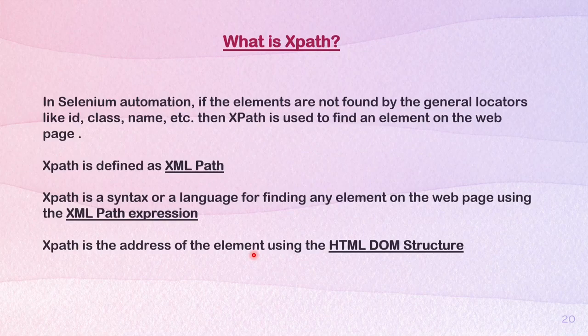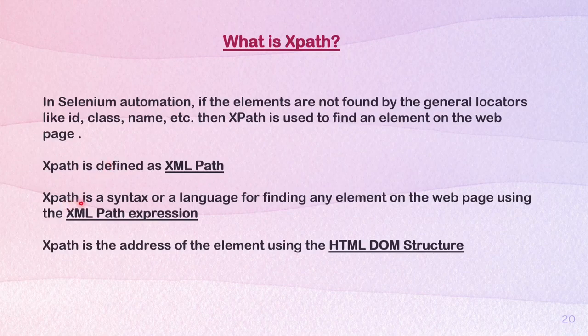Like here you can see, in Selenium automation, if the elements are not found by the general locators like the ID, class, name, or the link text, the partial link text, the tag name, etc., then the XPath is used to find an element on the web page. XPath is also defined as the XML path. The shortcut, the short name of XPath is the XML path.